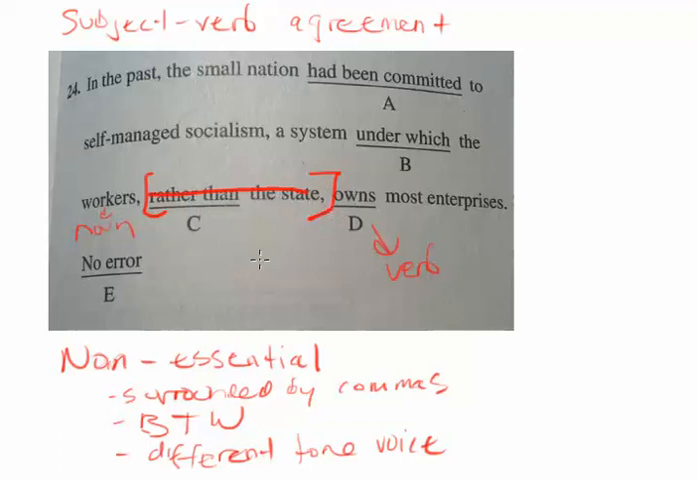So just a tip, if you do see an underlined verb, you might want to check out and see if the noun that the verb is talking about, the workers are doing the owning, do they agree? And you might want to think about, is there a non-essential phrase in between them that we can delete to make it easier for ourselves to hear it? So the answer is choice D.